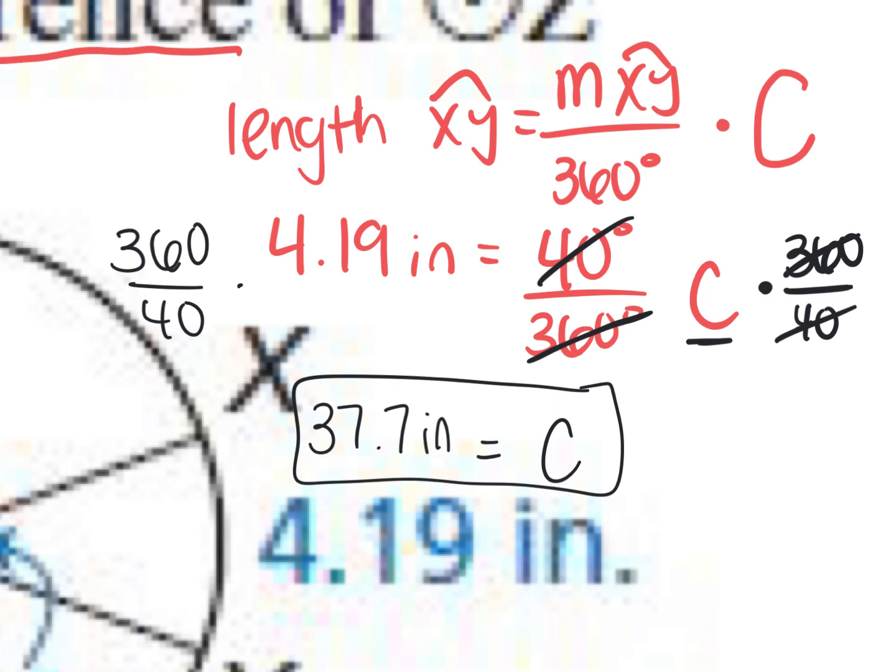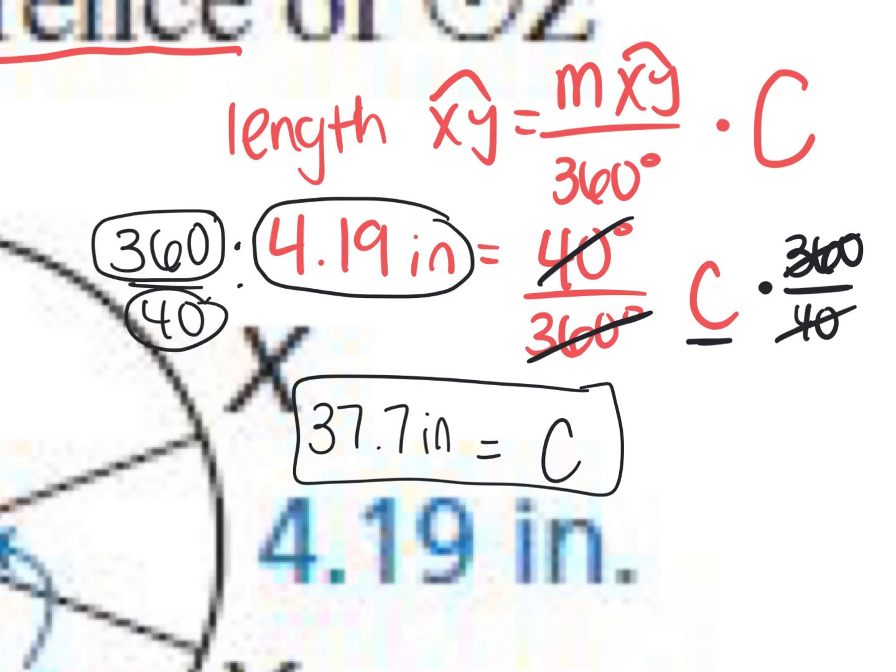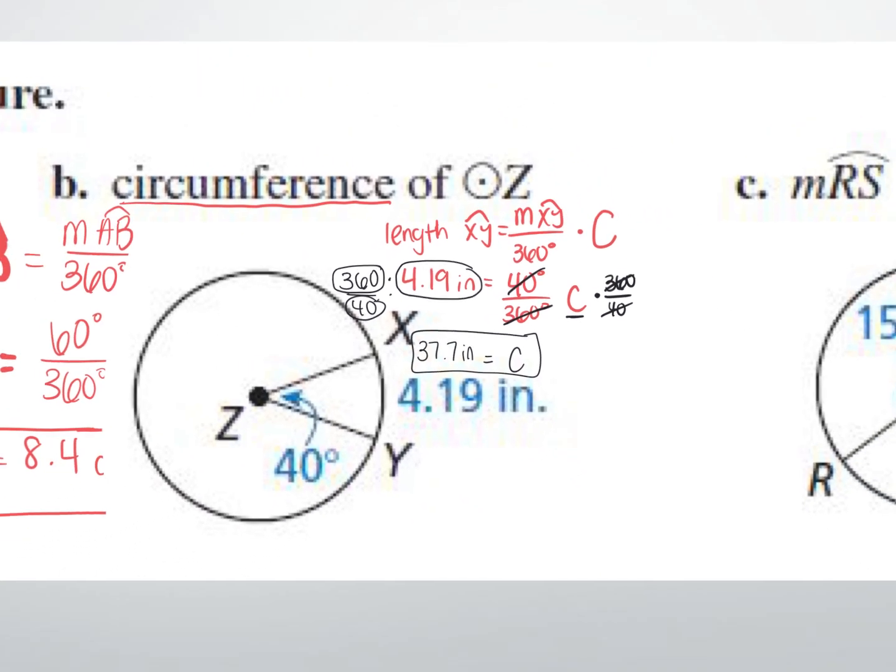In a calculator? 4.94. Yep. Take 4.19, multiply by 360, and then divide it by 40. Okay? What questions do we have on this example?